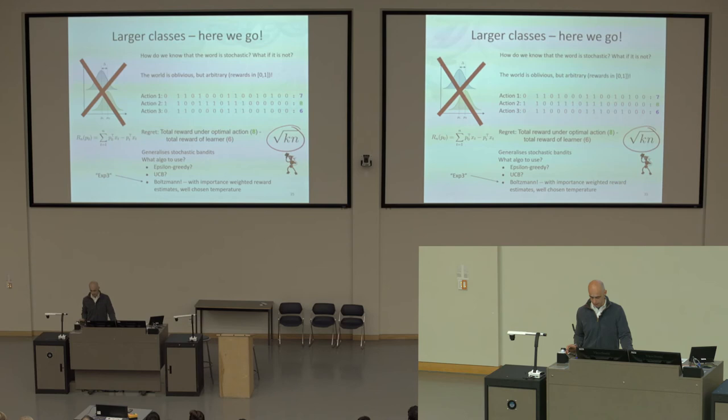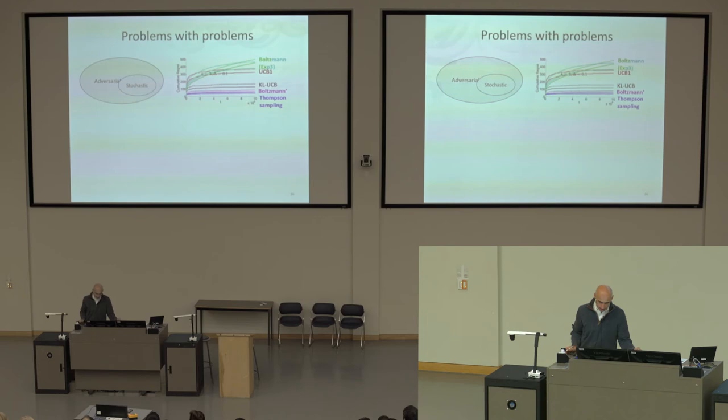On the other hand, not so fast. Adversarial bandit problems are a larger class of problems than stochastic bandit problems. So whatever algorithm you design for this class should at least work for the stochastic class as well. And then you can go back and check how well Boltzmann is going to do on your stochastic instances, and you will find that it's not doing very well.